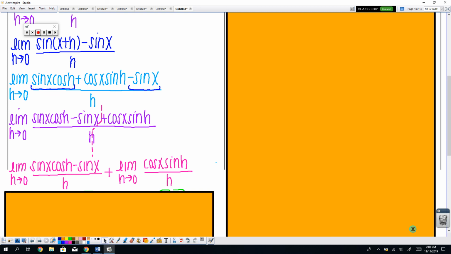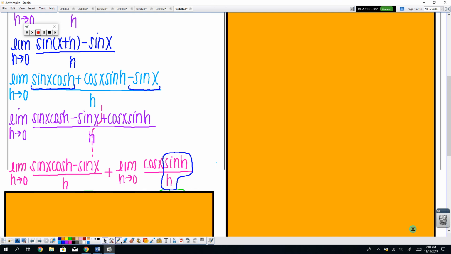Now you might ask, why in the world would we want to do that? So the main reason is when you get to this step right here, you should notice that over here, so let's look. This part right here, we've got sine h over h, which is exactly what we were hoping for. And on the left side, you can factor out a sine.